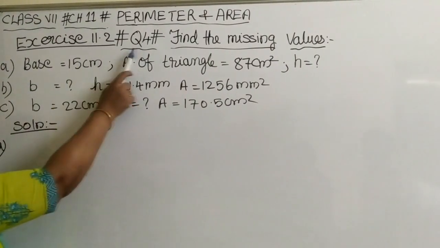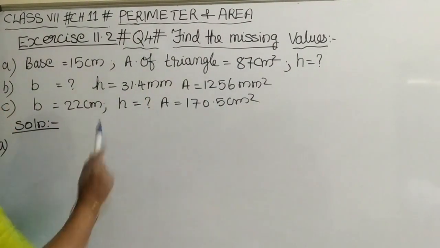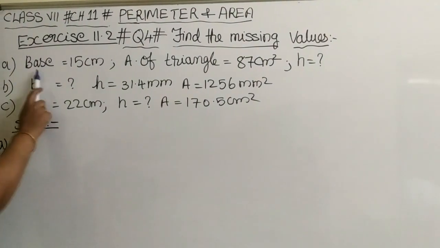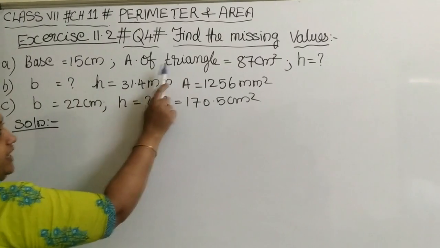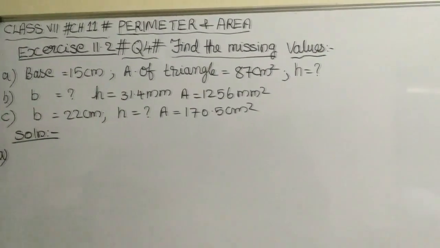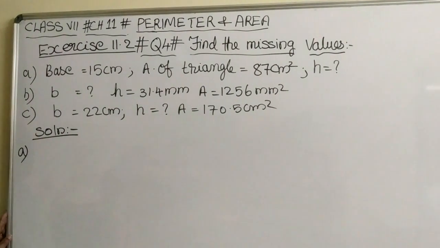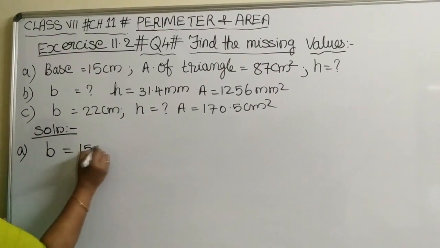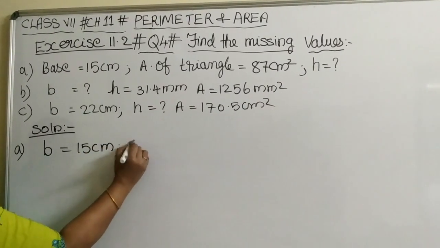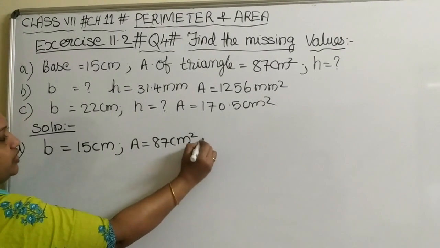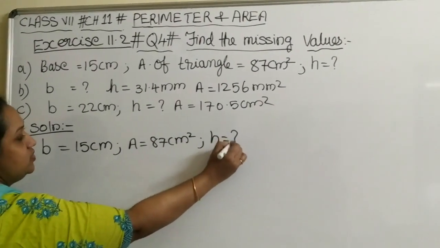Next is question number 4. Find the missing values of the measures of triangle given. Base equal to 15 centimeter. Area of triangle is 87 centimeter square. We have to find the height of the triangle. So the given information we can write it here. Area of triangle is 87 centimeter square and height equal to question mark.